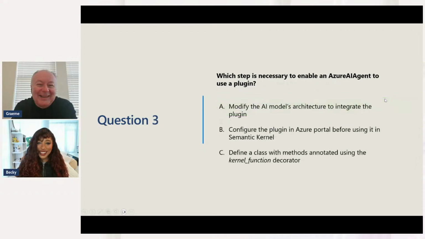All right. Final question. Which step is necessary to enable an Azure AI agent to use a plugin? A, modify the AI model's architecture to integrate the plugin. B, configure the plugin in Azure portal before using it in Semantic Kernel. Or C, define a class with methods annotated using the kernel function decorator. We talked about this, guys. And the answer is C.